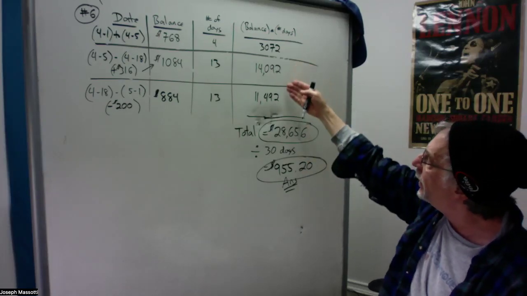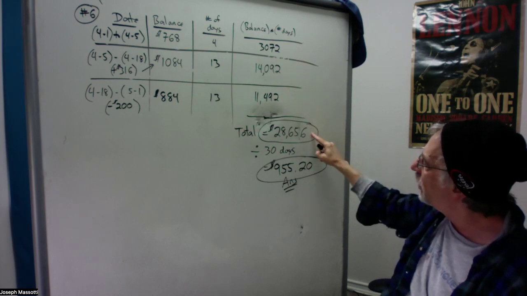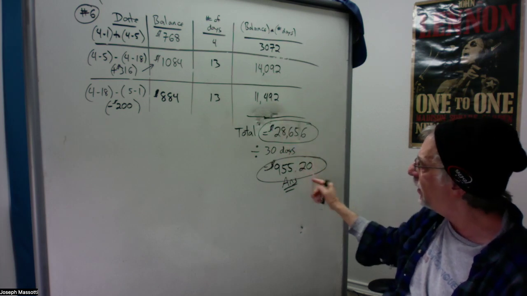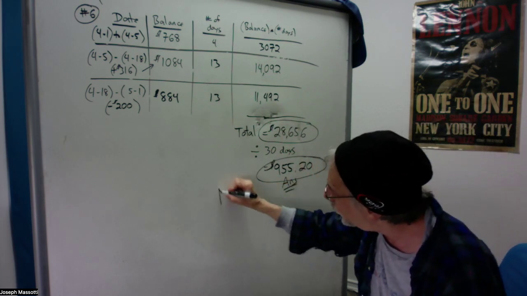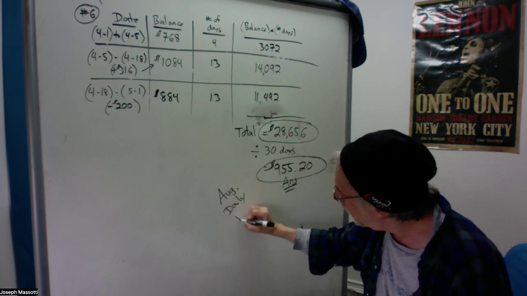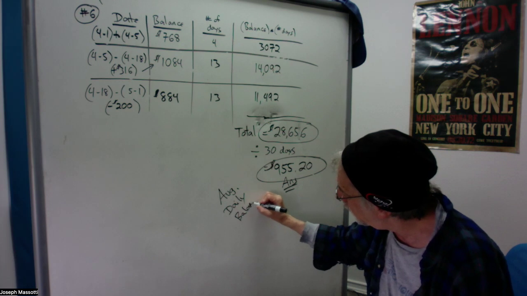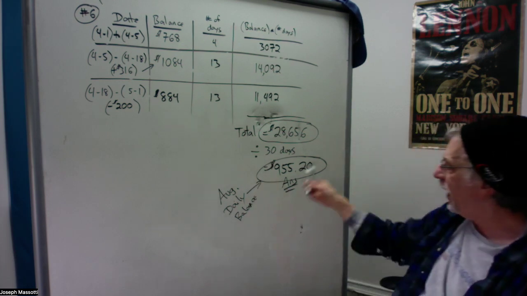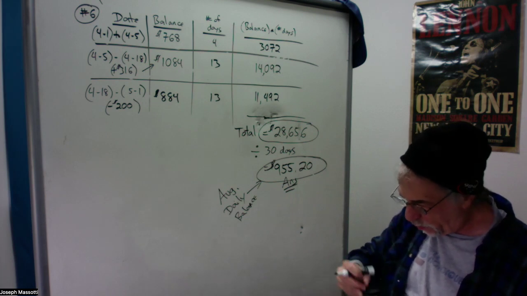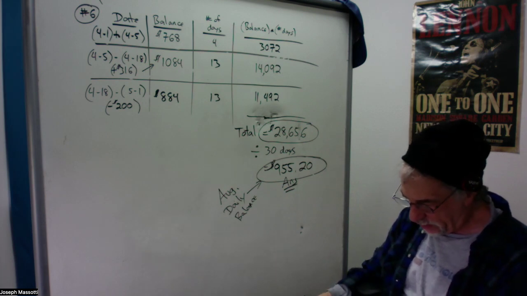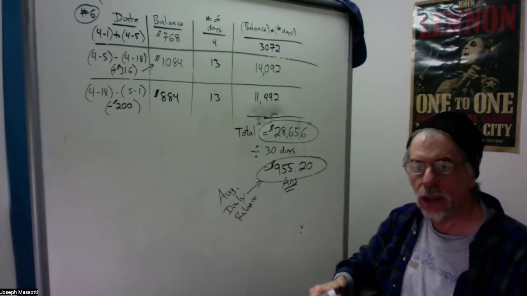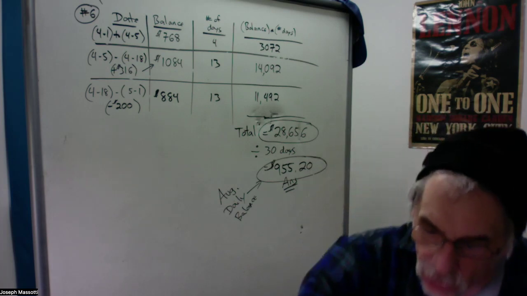So we take the sum of the last column, we divide it by the number of days in the billing period, and that's going to equal our average daily balance of $955.20. So that's what you want to be able to deal with for average daily balance. Number 4 and number 6 are two good examples to deal with there.